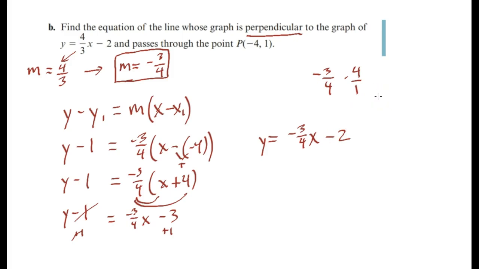And there we go. We can tell that this is perpendicular to this line because of the negative reciprocal slope, as you can see, and it's passing through negative 4, 1 based on how we set this up. We know that negative 4, 1 will be a point on this line.